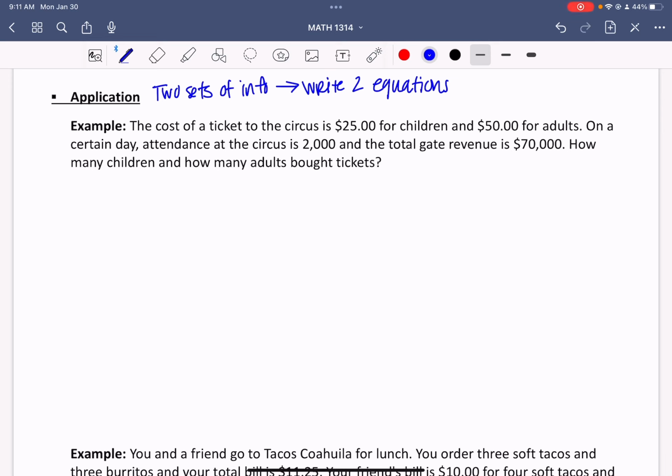So let's go back through that and grab the information that we need. We know that tickets for children are $25. Adult tickets are $50. We know that the attendance on that particular day was 2,000 and that the revenue was $70,000. Let's set up two equations because we're looking at children and adults, two sets of information. The first one we want to set up is attendance. Attendance-wise, if I take my children and add the adults, I should get 2,000 people.